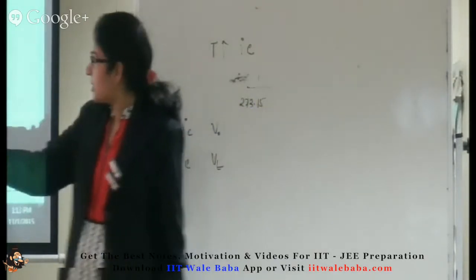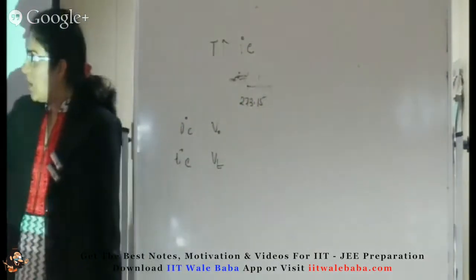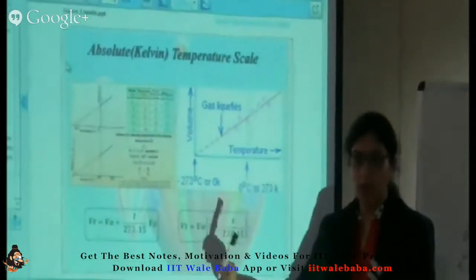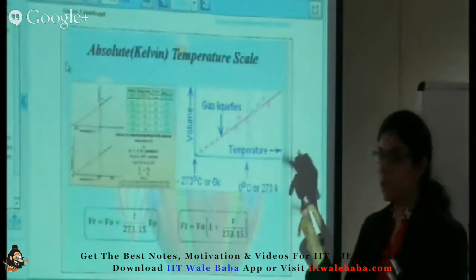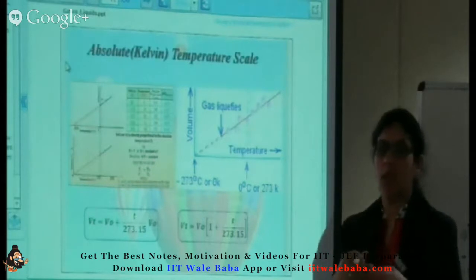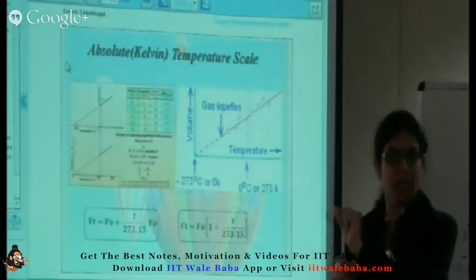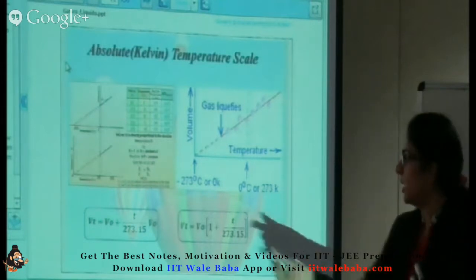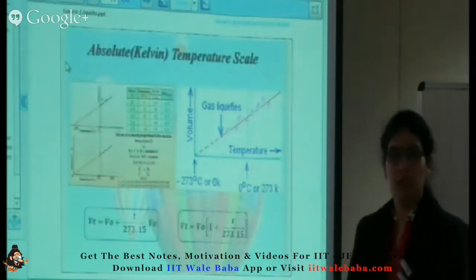I've written it here, that Vt will be equal to V0 plus T upon 273.15. Why have we written T here? It is because T is the number of degrees Celsius by which you increase the temperature of the sample, and it will follow this relationship.